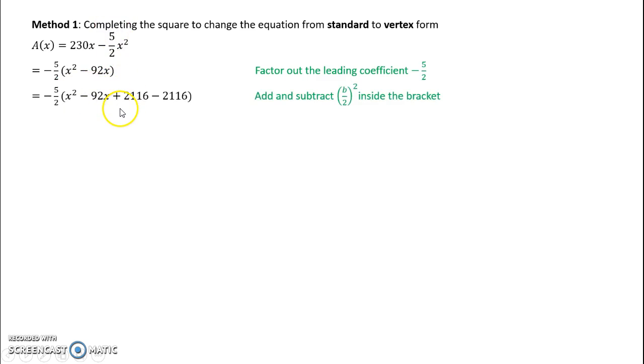Then what we're going to do is we're going to add and subtract (b/2) squared inside the bracket. So we're going to take 92, okay, divided by 2, and then square it to give us 2,116. Okay, so if we add it, we also have to subtract it. Okay, so we can't just add something to an equation.